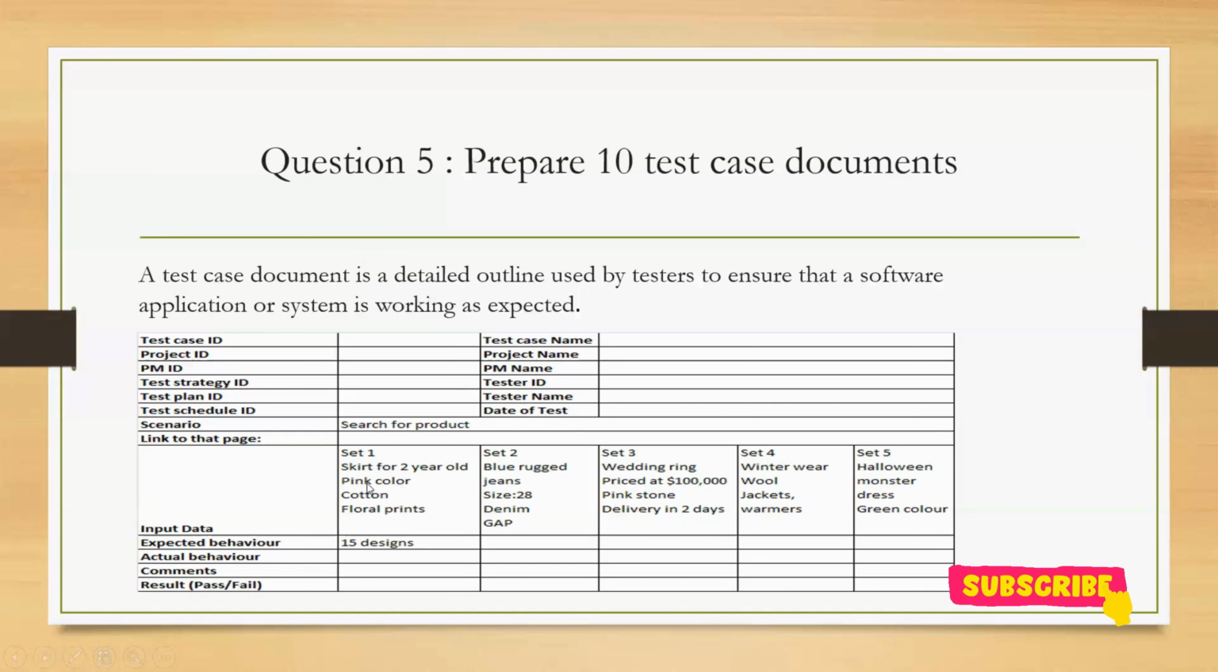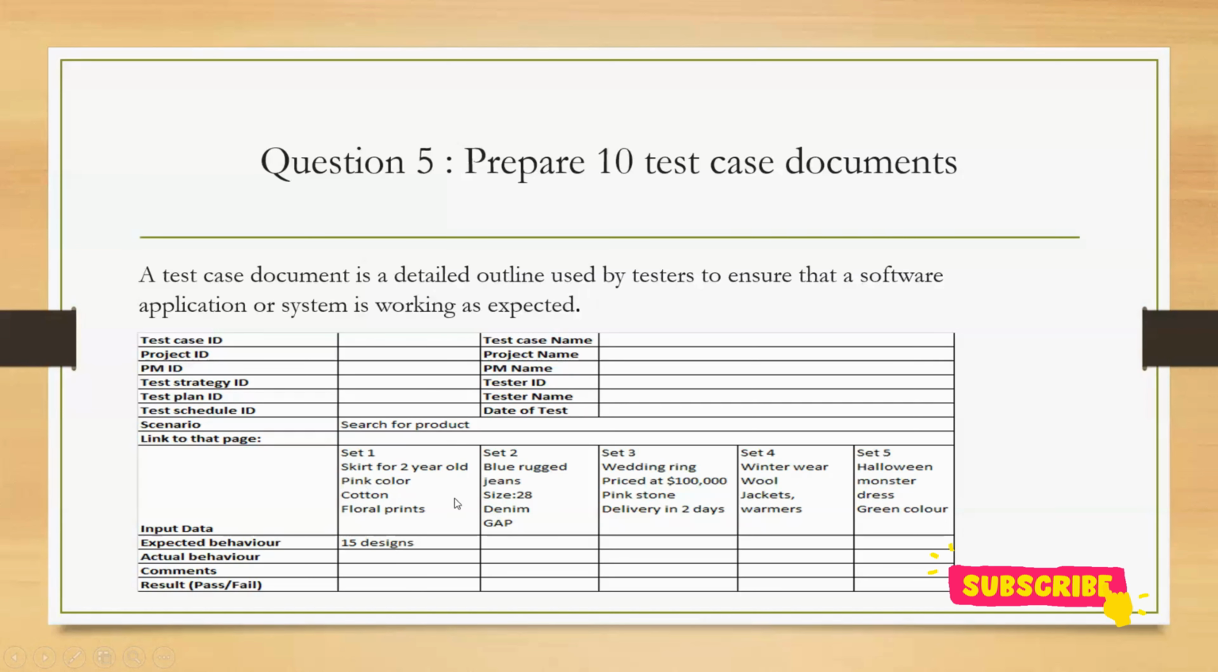If I give this input data in this particular search function, what I expect to get is 15 page designs. Once I have searched for this, I need to get 15 designs of skirts for a 2-year-old, pink color, cotton, and floral. Likewise, if I take another input, blue and so on, I am giving 5 sets of inputs and checking whether, as per the data given, I am getting the results. What I expect is to get 15 page results.